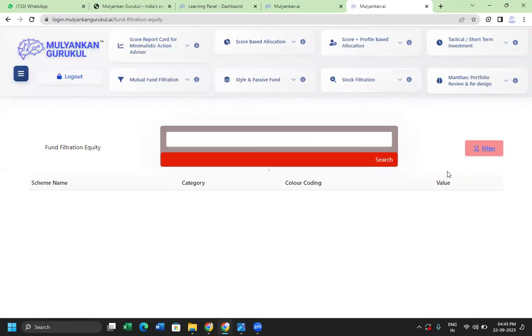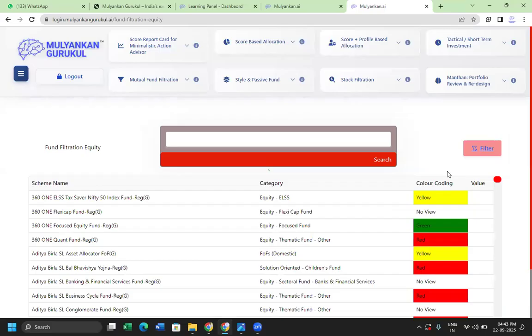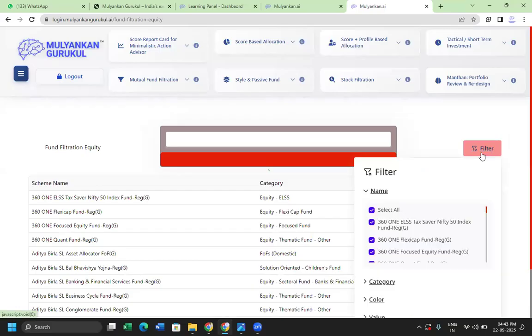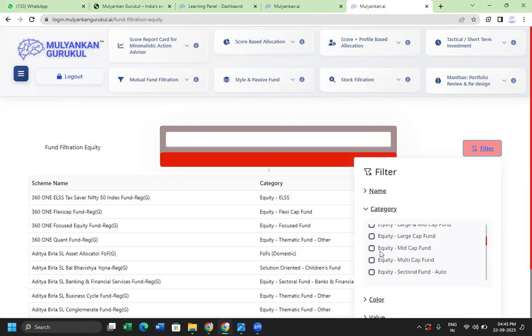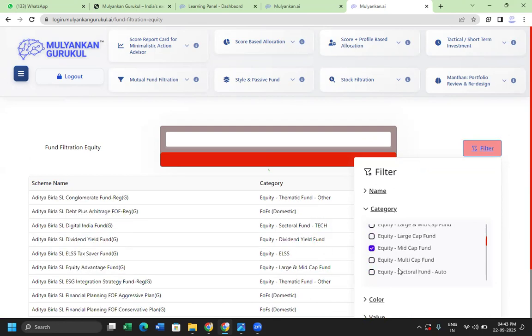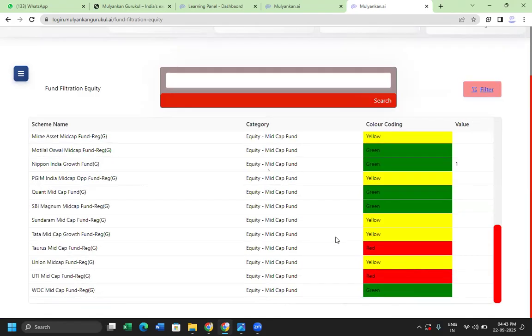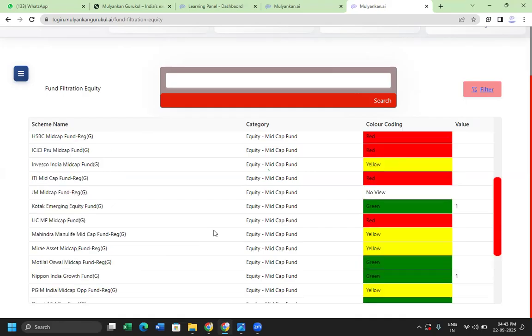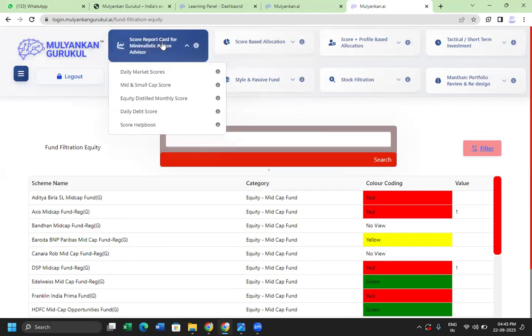But yes, for the fresh money, where will you bring that particular money? Go into the filter, go into the mid and small cap. Let's say I just click on mid cap and just click on the filter. So yes, fresh money should go into the mid cap. Which are the funds you can choose? Here it is giving you the entire mid cap funds with the green. Even if the Taurus mid cap is red, you will not take out the money from Taurus mid cap right now. Why? Because the broader mid and small cap score is green.